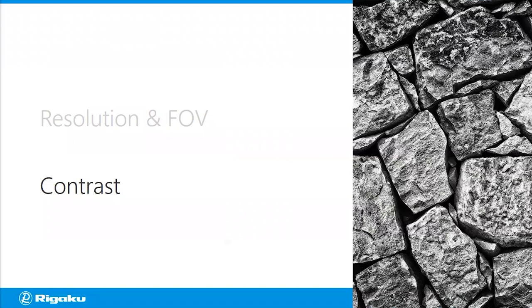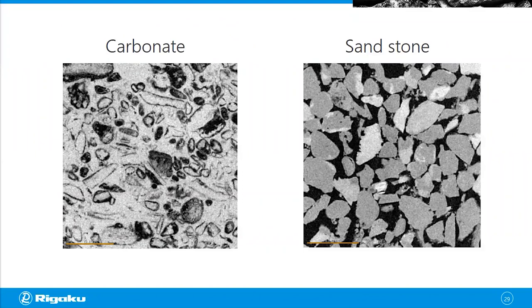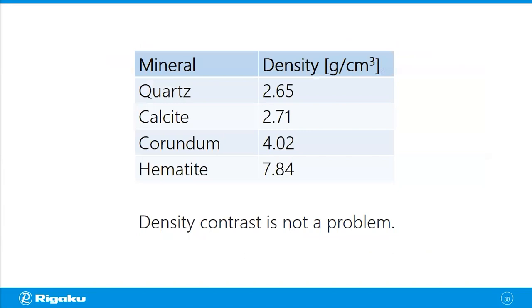Now let's take a look at the contrast. Those two images are typical CT cross sections of carbonate and sandstone. When you look at those images, you realize that we have very good contrast. There is very strong contrast between the void space and the solid part, and you can even see different gray levels coming from different minerals. You can get high contrast images like those because most of the minerals you see in rocks have distinctively different densities. So density contrast is usually not a problem.